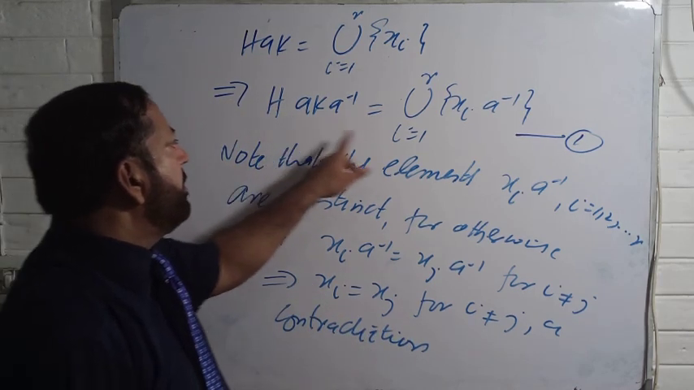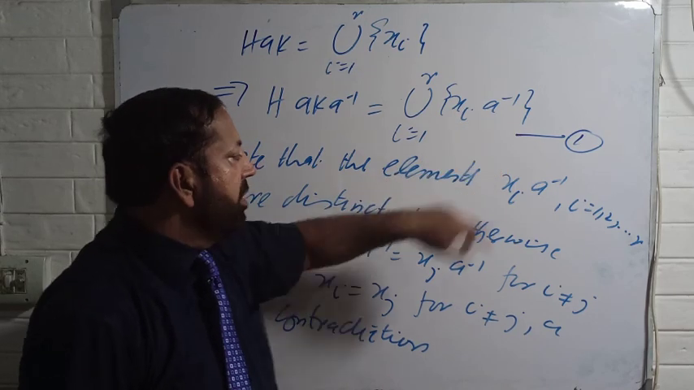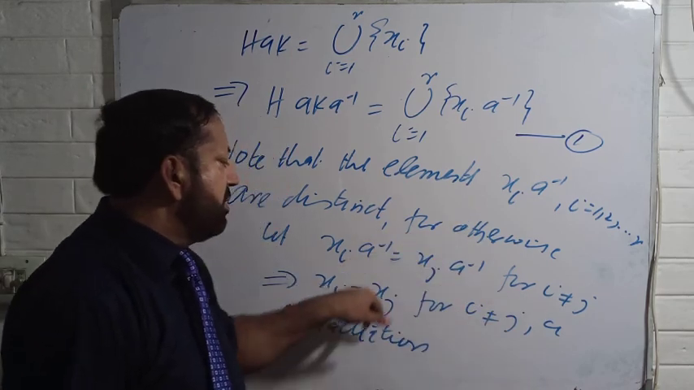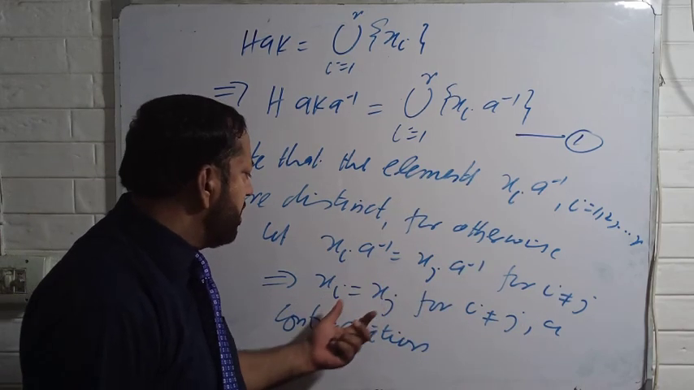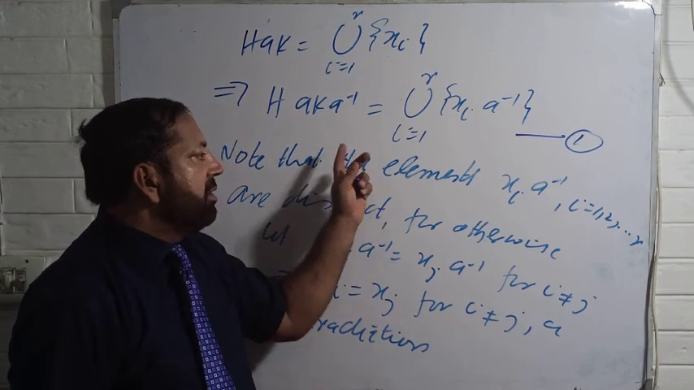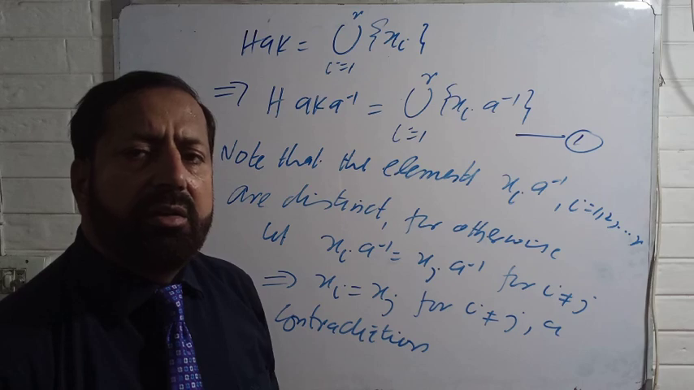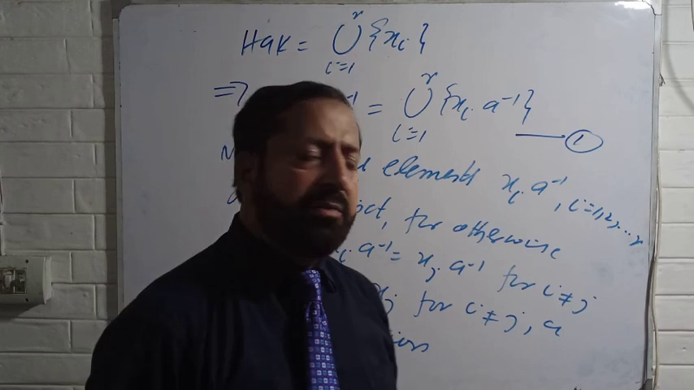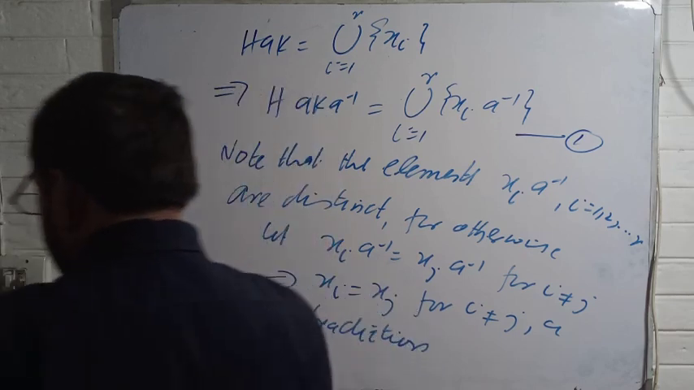Okay, we claim that the elements xi A inverse are distinct. If they are not, then xi A inverse is equal to xj A inverse for i not equal to j. Then by cancellation of A inverse on the right side, post multiplication by A onto this equation, we are getting xi equal to xj for i not equal to j. But you have assumed that x1, x2 up to xr were the distinct elements in the double coset HAK modulo HK determined by A. Okay, that's why these are the different distinct elements.